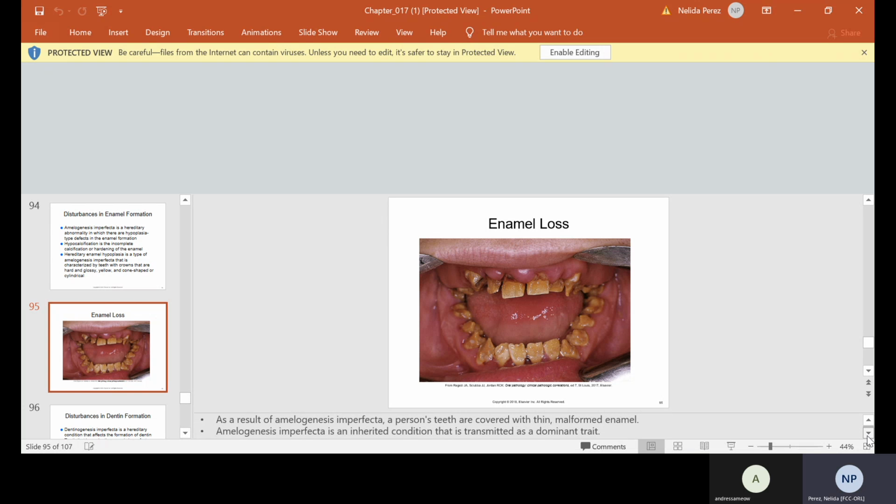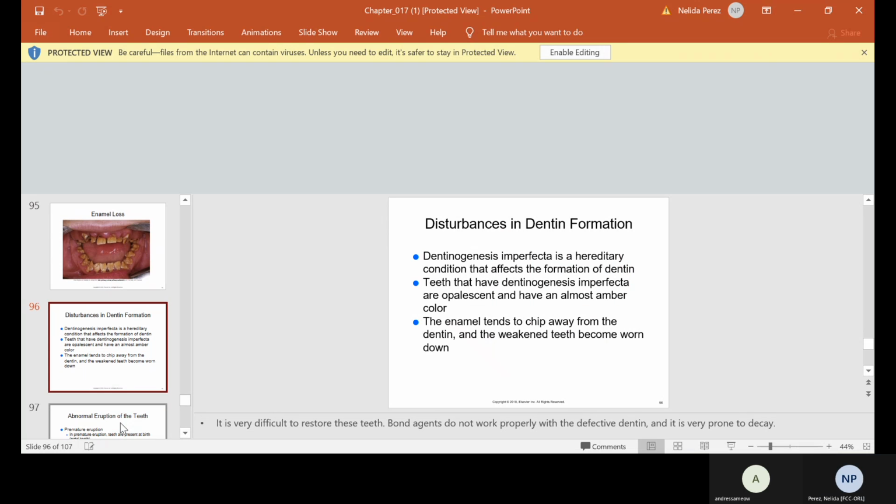So this person will probably need full crowns on their teeth. Now, the disturbances in dentin formation: dentinogenesis imperfecta is a hereditary condition that affects the formation of dentin. Teeth that have dentinogenesis imperfecta are opalescent and have almost an amber color, and the enamel tends to chip away from the dentin, and the weakened tooth or teeth become worn down.